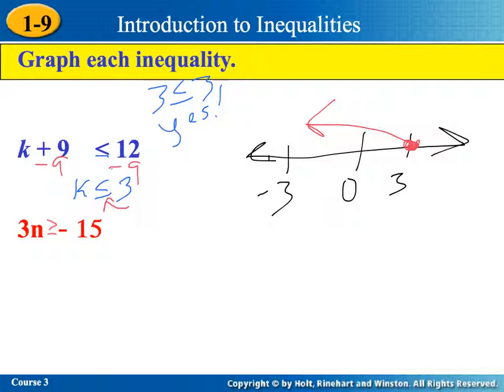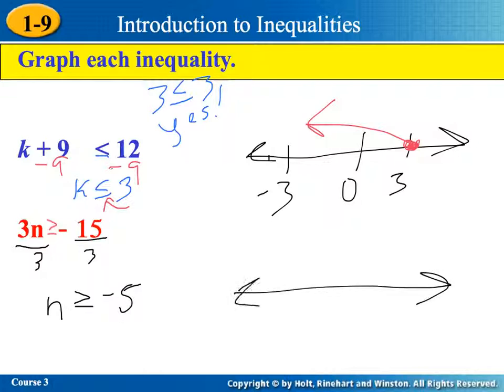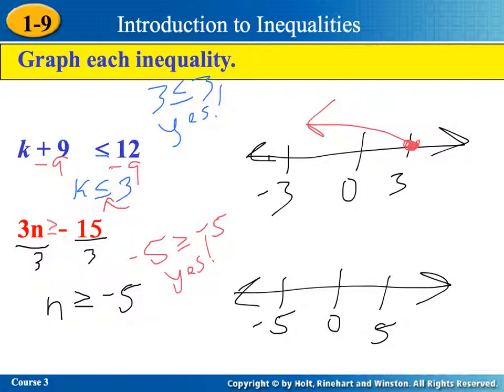Next, 3n is greater than or equal to negative 15. Okay, we're going to divide here by 3. Divide by 3. n is greater than or equal to negative 5. Okay, on our graph, we put 3 points. We look at negative 5. Open or closed dot? Well, is negative 5 greater than or equal to negative 5? Yeah, it's equal to, absolutely. So whenever that's true, we put a closed dot.